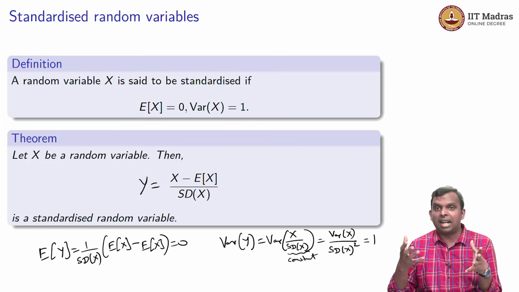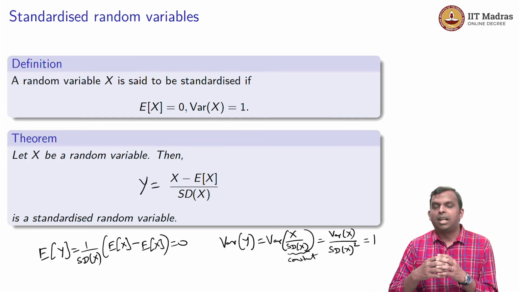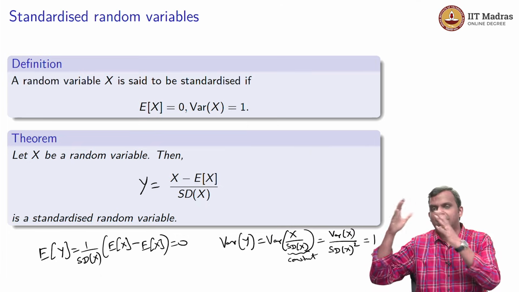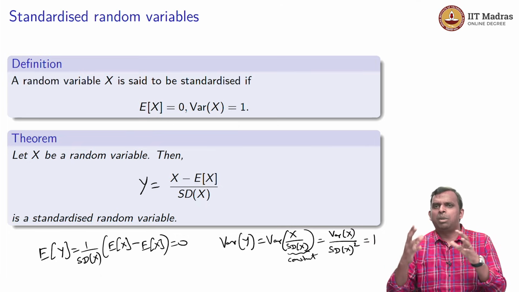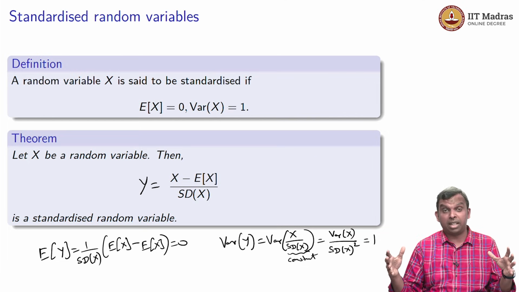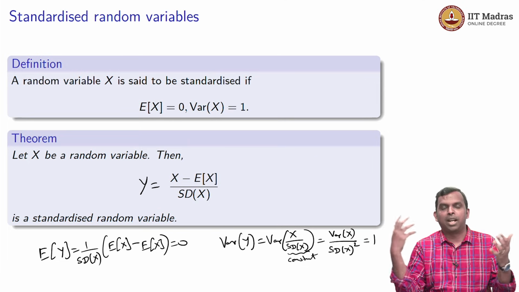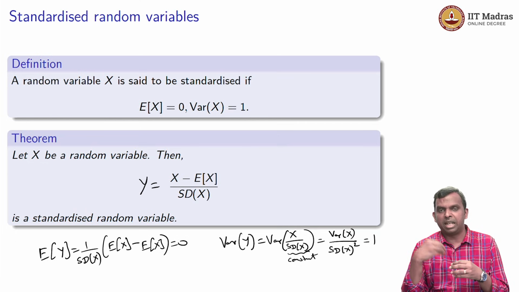So given any random variable x, supposing you have a bunch of data, a lot of values, and maybe its mean is somewhere else, its variance is something else, and you want to be able to use it along with other random variables which have some standardized properties. One of the most useful things you can do is standardize it. So you just look at x minus E of x by SD of x.